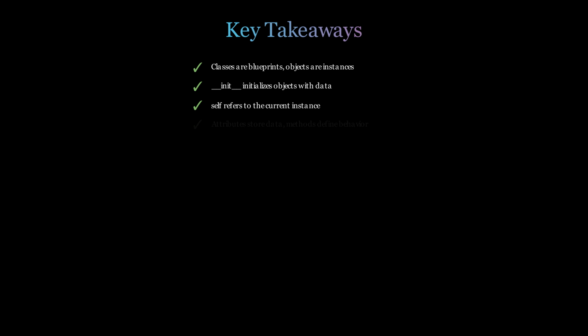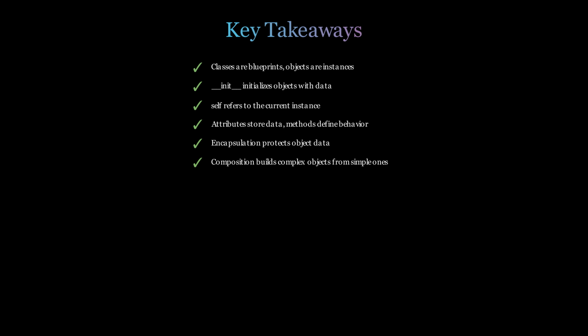Let's summarize the essential concepts you've learned today. These are the foundations of object-oriented programming that you'll use throughout your coding career. Classes are blueprints. Objects are instances created from those blueprints. __init__ initializes objects with their starting data. Self always refers to the current instance. Attributes store object data. Methods define object behavior.